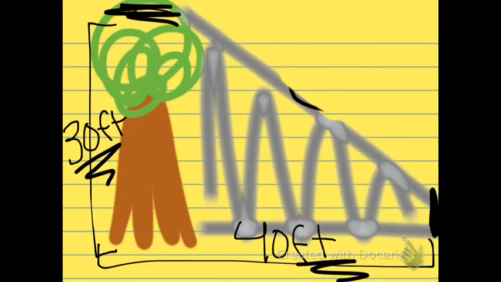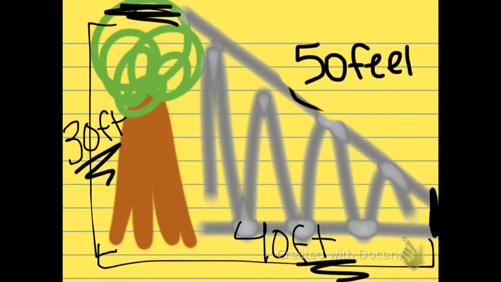So now that we've solved for c, it means that c is now 50 feet. So that means that from the top of the tree to the end of the shadow, it's 50 feet long. And you've solved your first independent word problem.